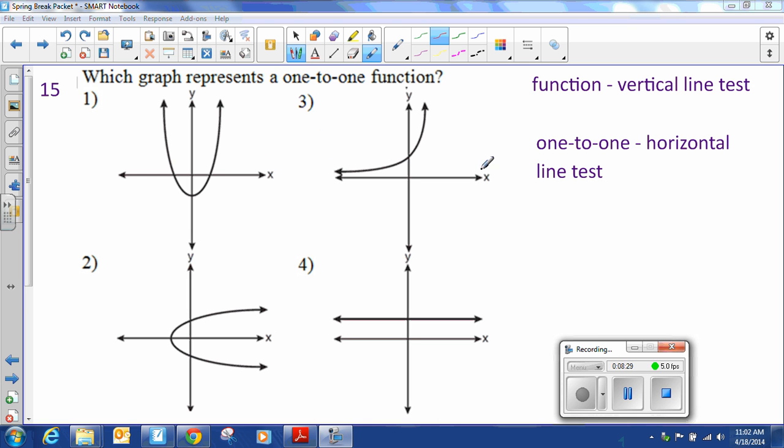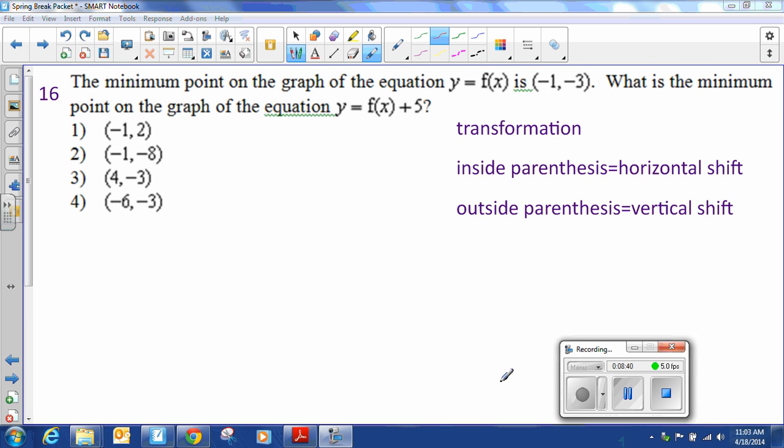Number 15, which graph represents a one-to-one function? This is really a two-part question. A function must pass the vertical line test, whereas one-to-one must pass the horizontal line test.